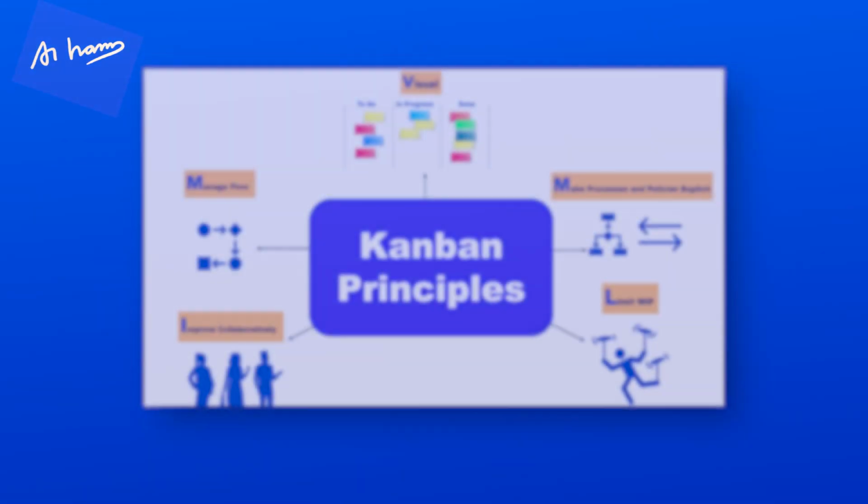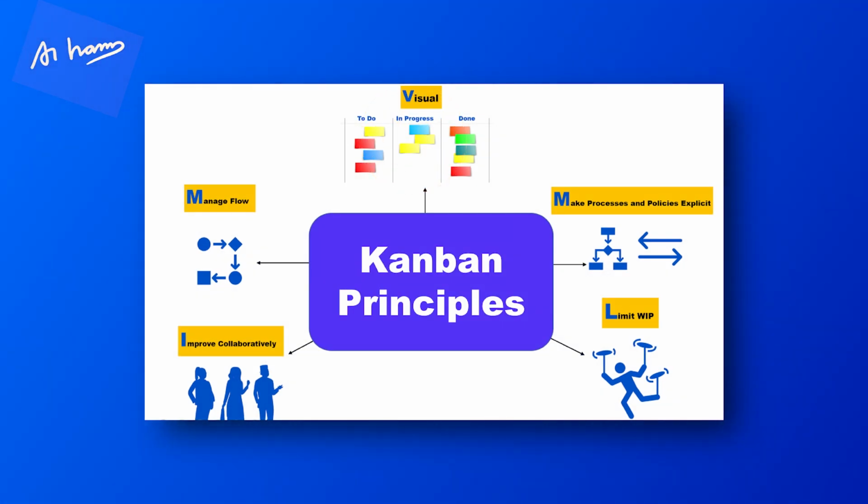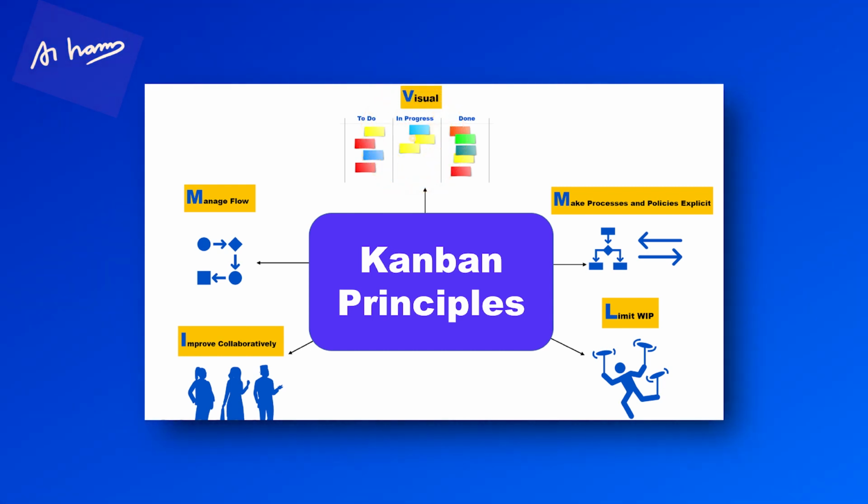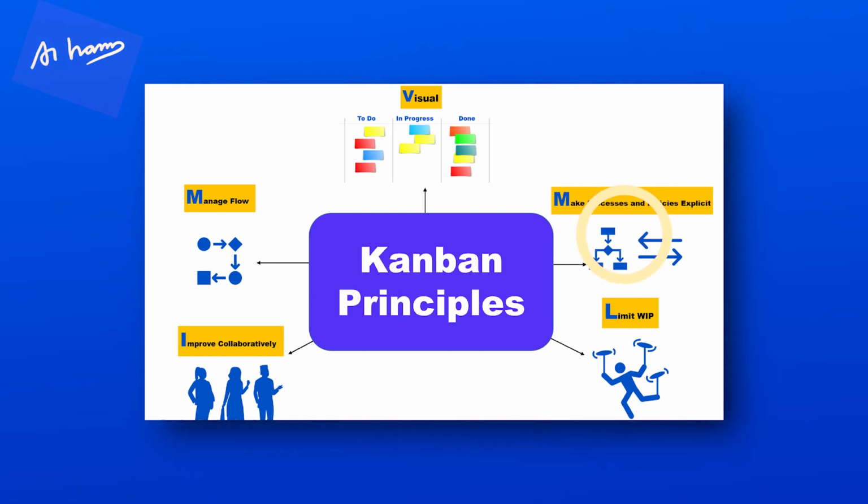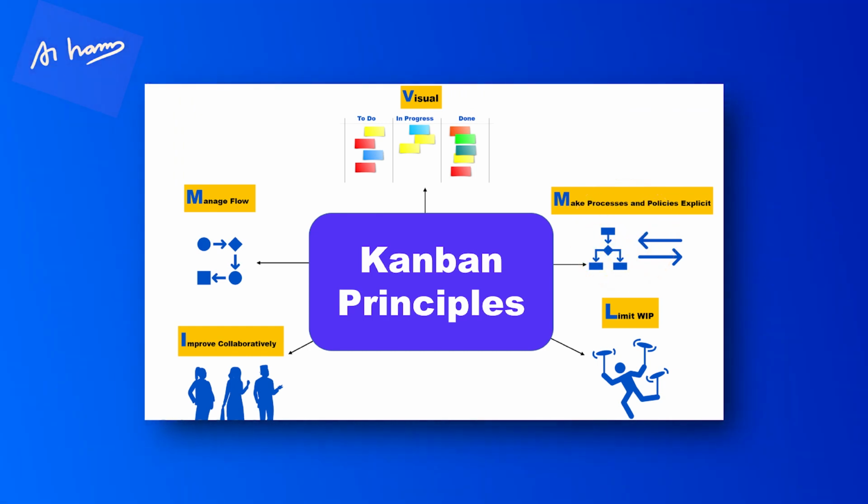Kanban has 5 principles. First one is a signboard that is visual, as I already told you. Kanban has a signboard that's visual. Being visual is one of the principles of Kanban. Next, Kanban says make processes and policies explicit. You'll be seeing a small mind map in front of your screen. So it says make processes and policies explicit in Kanban.